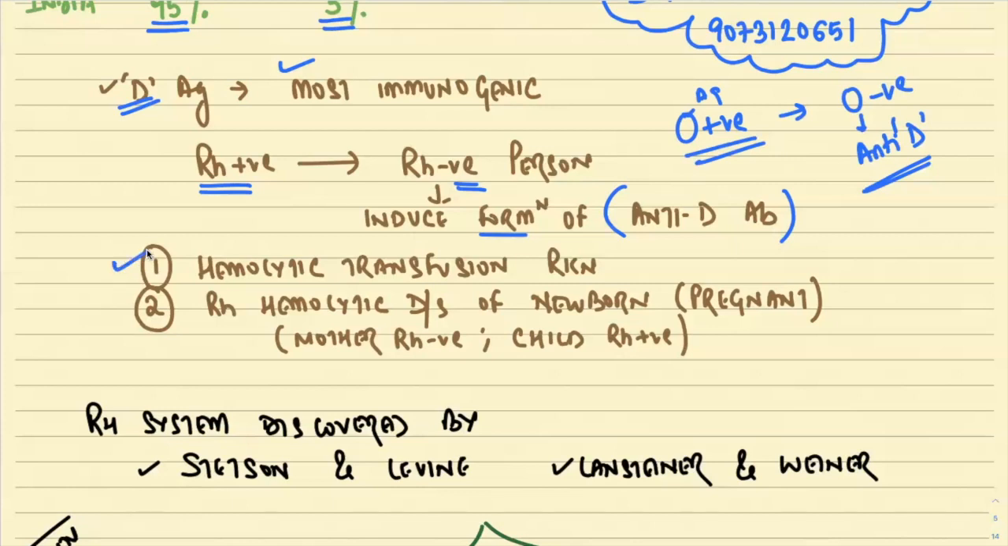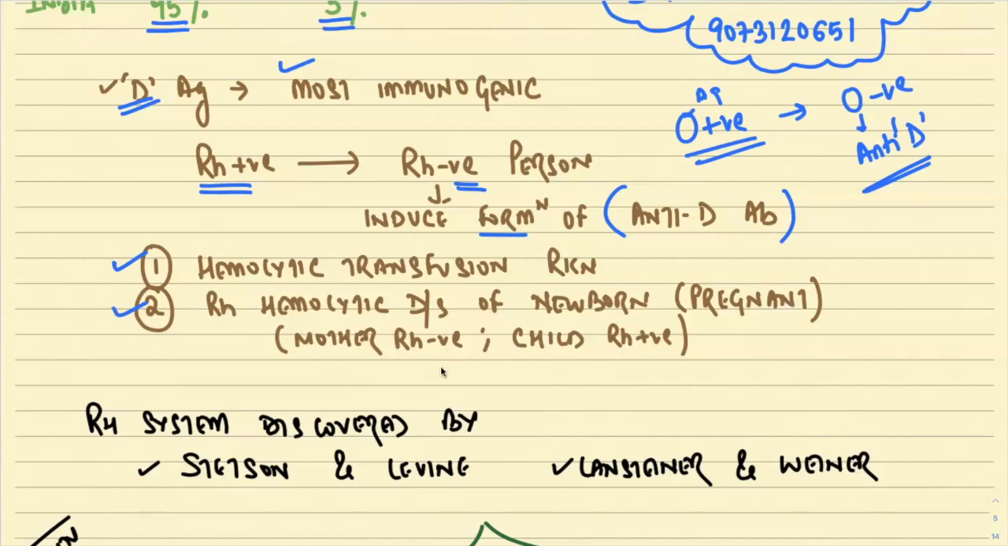Any positive you are giving to any negative of the same group is going to lead to a hemolytic transfusion reaction. And also this is the one which is responsible for the Rh hemolytic disease of the newborn. So always remember, whenever you are saying hemolytic disease of newborn, there are two types. One is ABO type, one is Rh type. Okay, so always remember this thing.